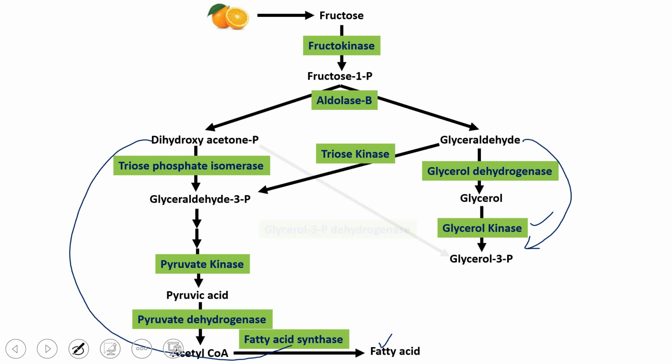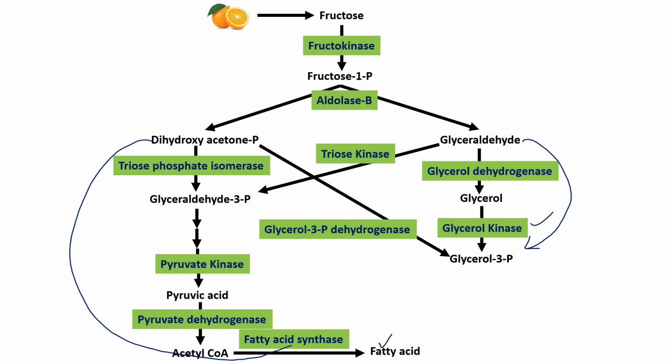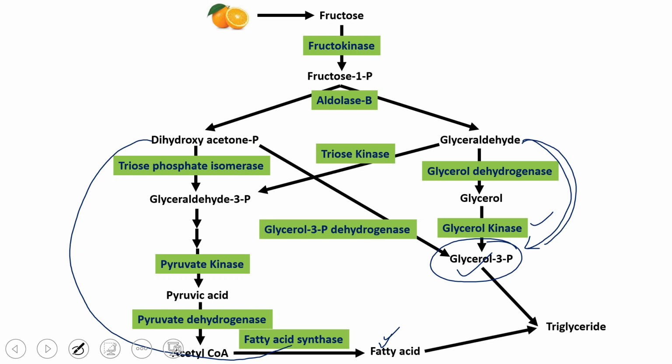Now, this glycerol 3-phosphate can also be formed from dihydroxyacetone phosphate by an enzyme called glycerol 3-phosphate dehydrogenase. It means we have two different sources of glycerol 3-phosphate, one from glyceraldehyde, another from dihydroxyacetone phosphate. So we have got glycerol 3-phosphate from this pathway, and we have got fatty acids. These two, glycerol 3-phosphate and fatty acids, are ultimately esterified and give us triglyceride.